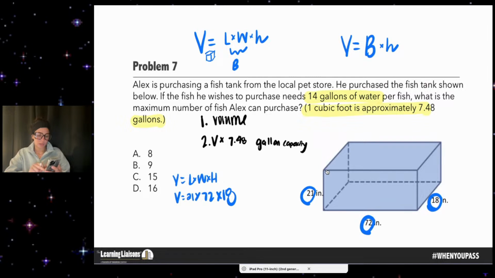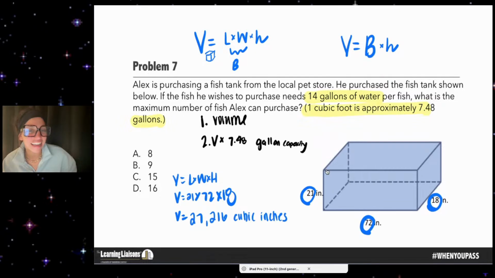72 times 18. Using my handy dandy calculator, that equals 27,216. That is how many cubic inches. However, I'm just realizing that seems like a lot compared to my answer choices and how I have to solve this problem.